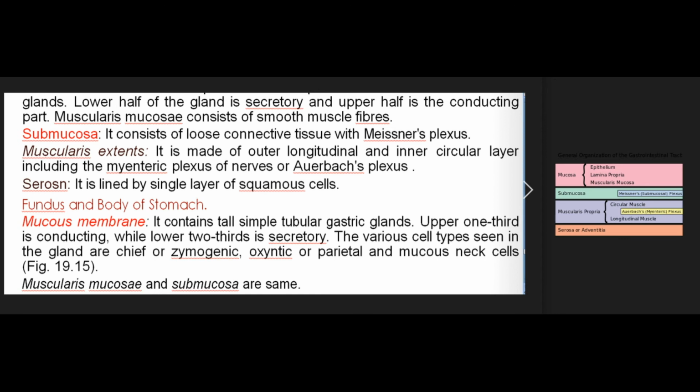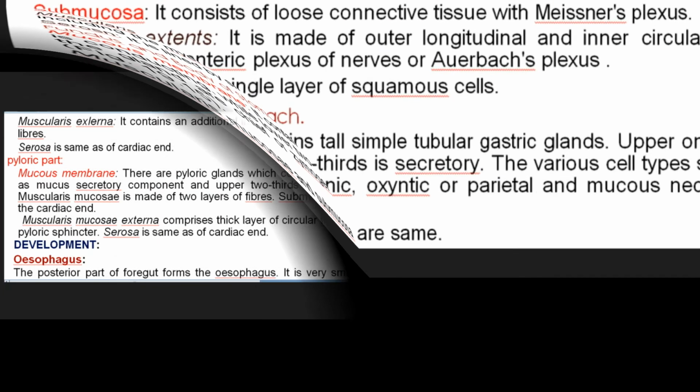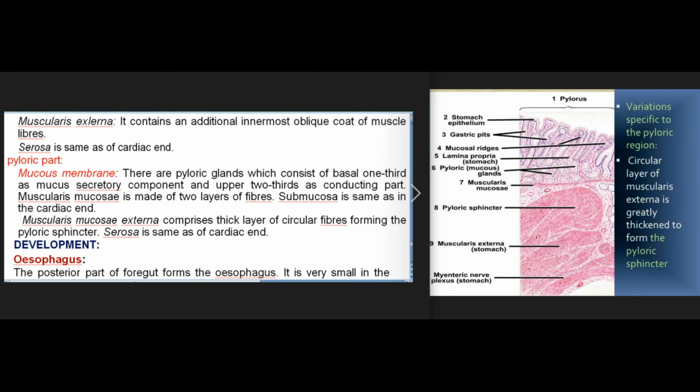Fundus and body of stomach. Mucous membrane contains tall simple tubular gastric glands. Upper 1/3 is conducting, while lower 2/3 is secretory. The various cell types seen in the gland are chief or zymogenic, oxyntic or parietal, and mucous neck cells, Fig 19.15. Muscularis mucosae and submucosa are the same. Muscularis externa contains an additional innermost oblique coat of muscle fibers. Serosa is the same as at the cardiac end.